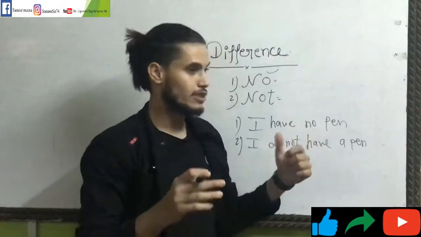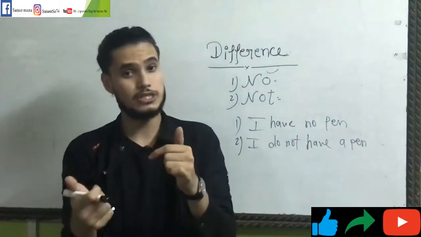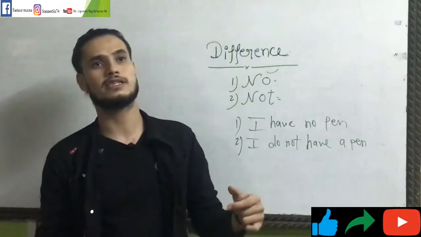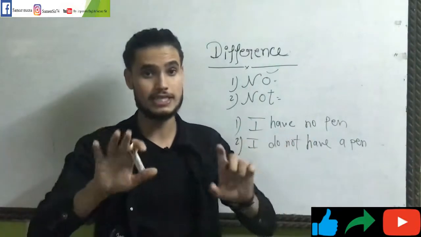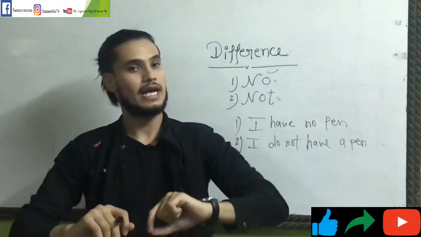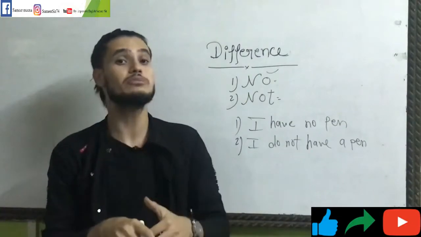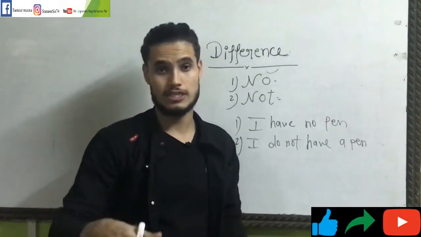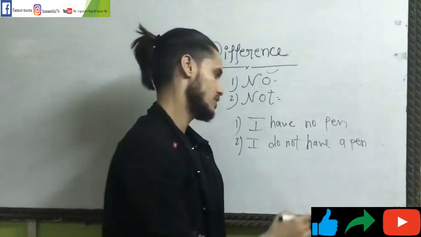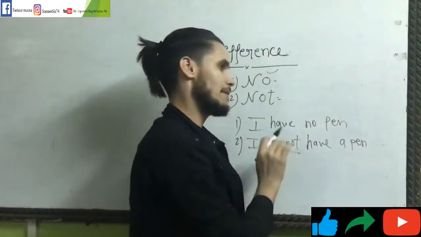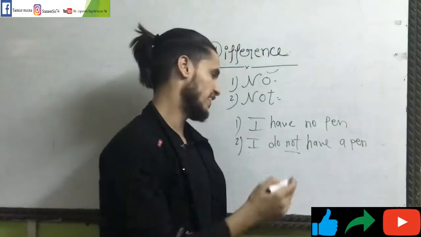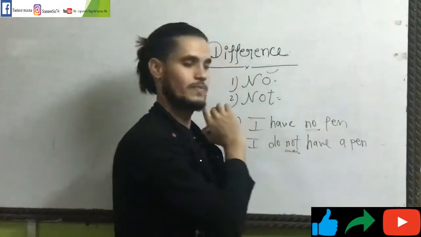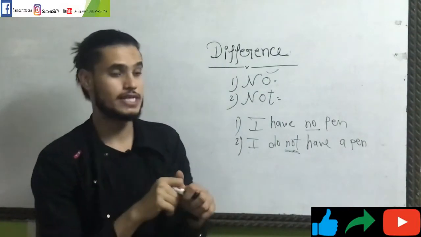Basically, no means you don't have a pen right now, but yes, you may have the pen in your bag that is kept in that room, or you may have the pen at your home, in your bedroom, or in your classroom, but you don't have the pen right now. The situation is when you don't have something at the moment, you use no. And just the opposite, if you do not have anything, not here, not at home, not in the bag, and not anywhere, you use not. It means you don't have a pen, you don't have it here, you don't have it in your bag. So if you don't have anything, you use not. If you have something but not right now, you use no. So this is the way to differentiate no and not.